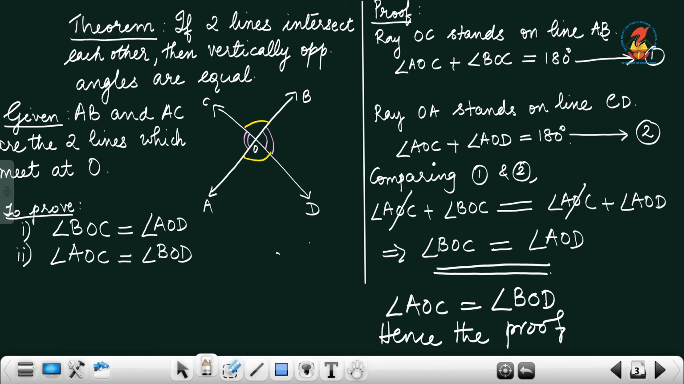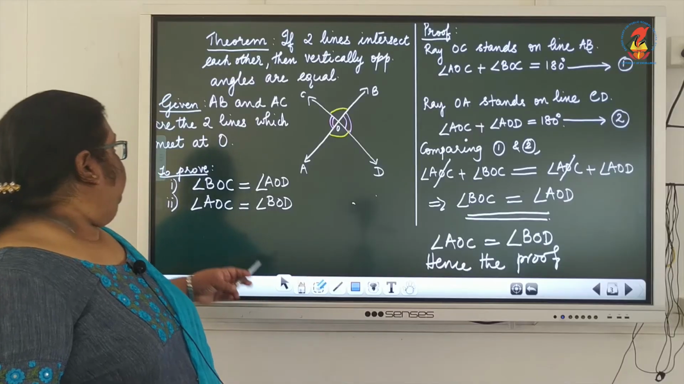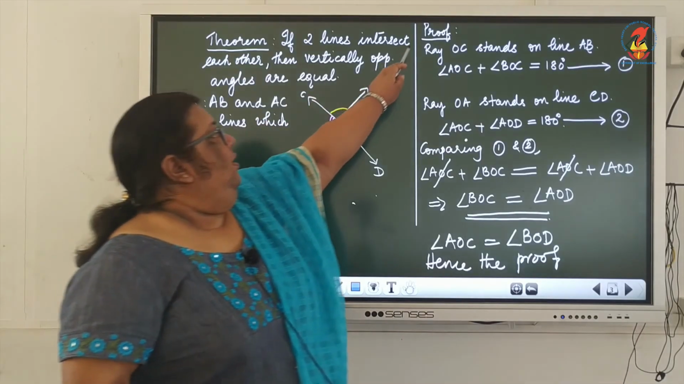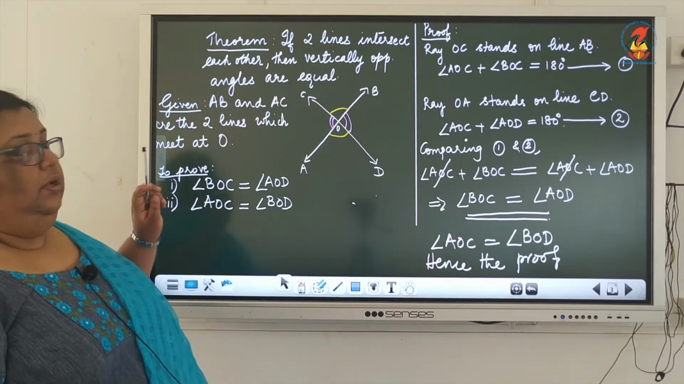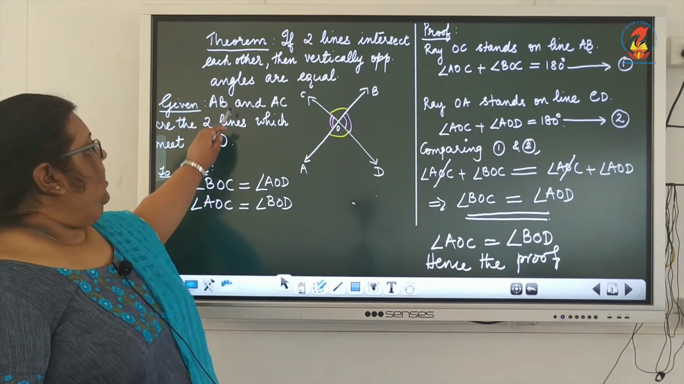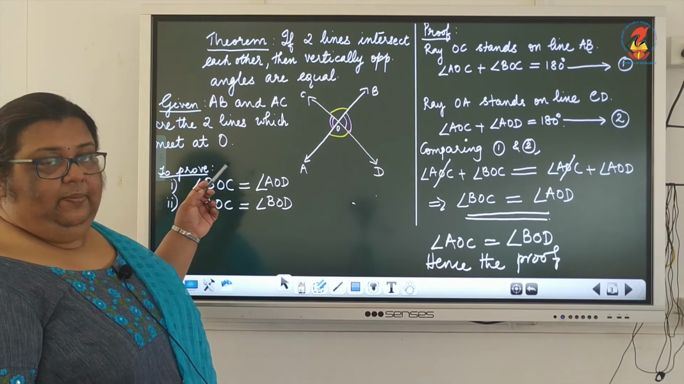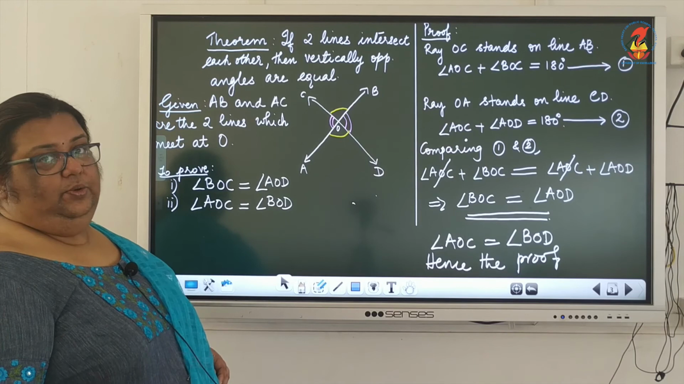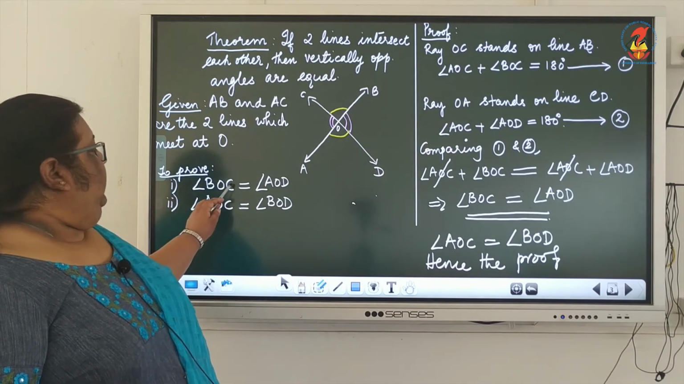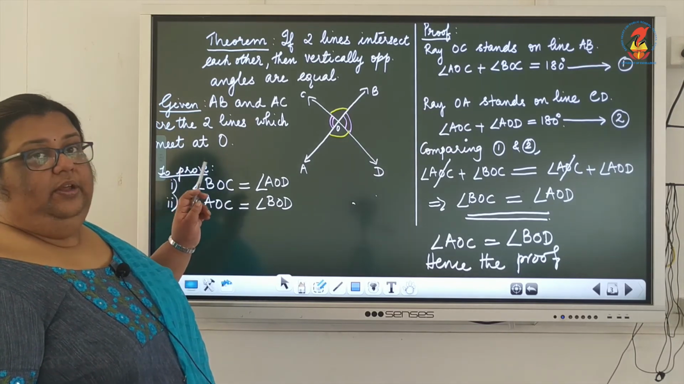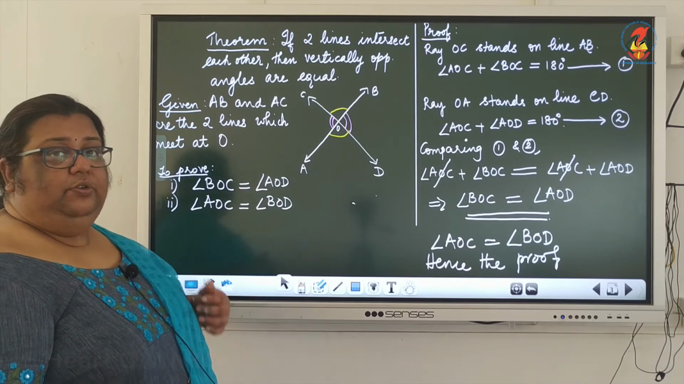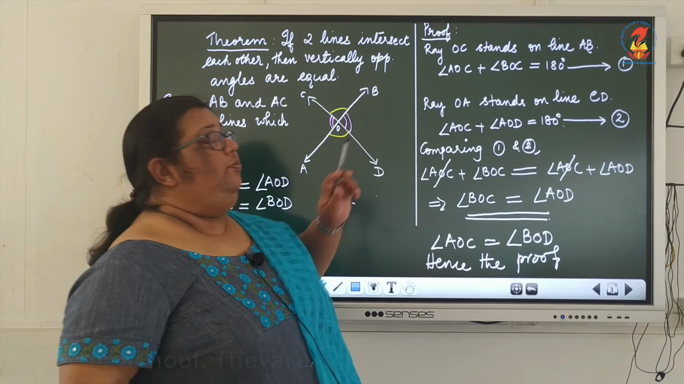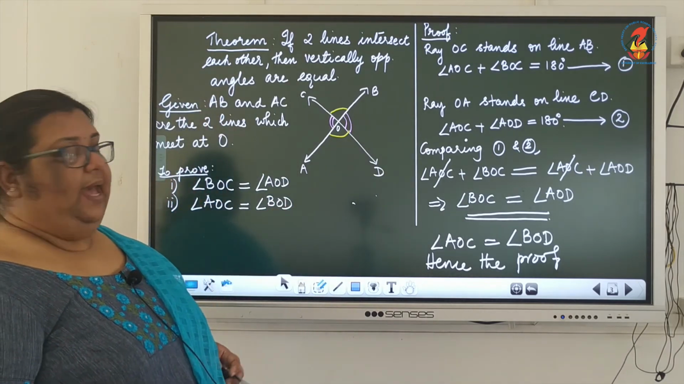So, when a theorem is given, there is a format to write. What is the format? Given, to prove, and proof. So, how did we start? We start by writing what is given in the theorem. What was given? AB and CD are two lines which meet at O. To prove, vertically opposite angles are equal. We named the angles and we have to start writing the proof. How did we start writing the proof? With the help of linear pair axiom.